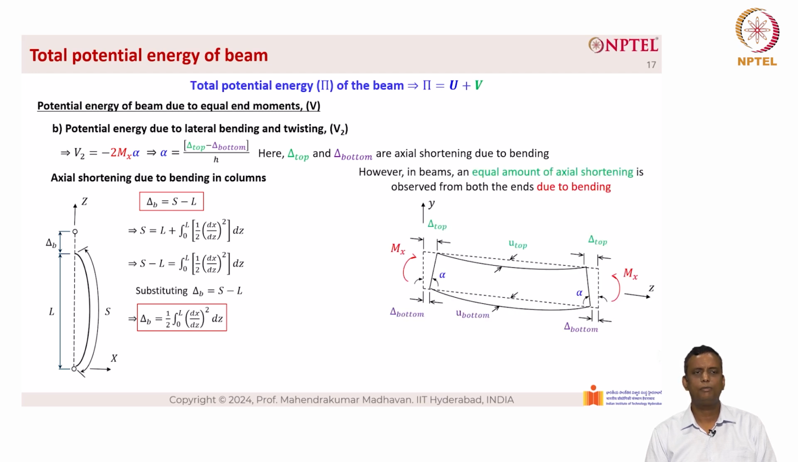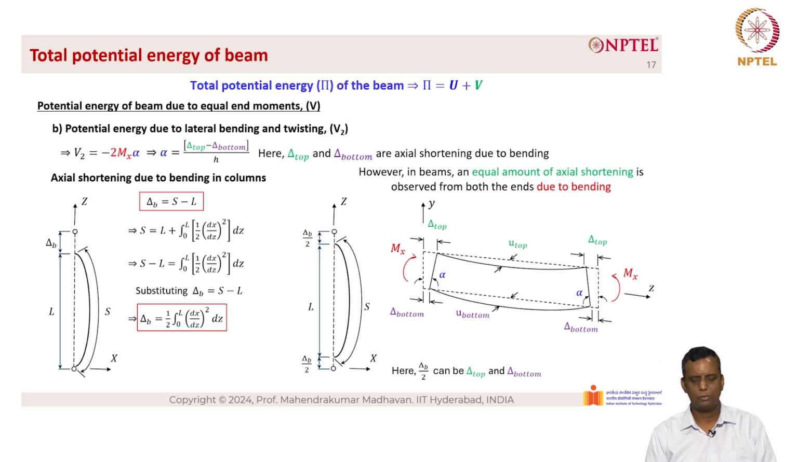Now this is only for columns, but however in beams an equal amount of axial shortening is observed from both ends due to bending. So now we need to consider that there is movement in both the directions, both at the top as well as at the bottom. So the delta B can be split as delta B by 2 and it can be at the top, which is delta top, and also at the bottom, delta bottom.